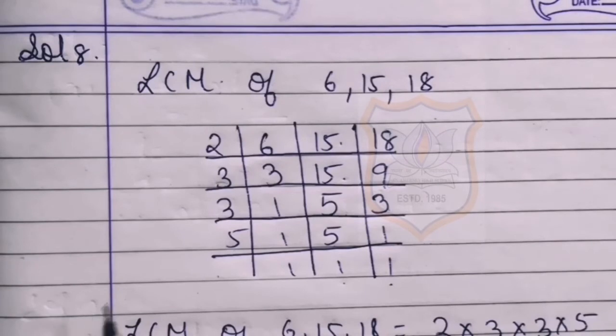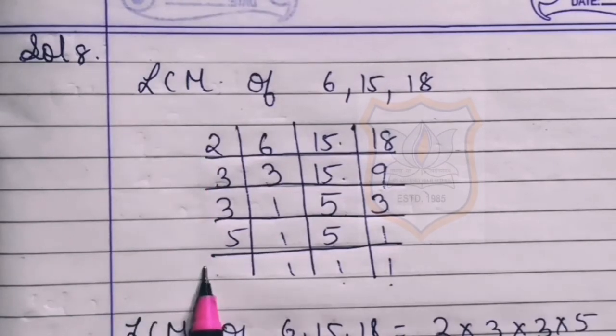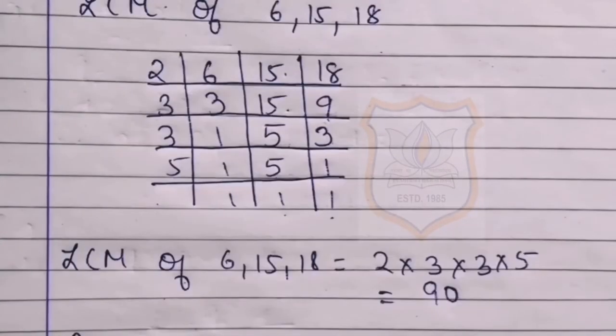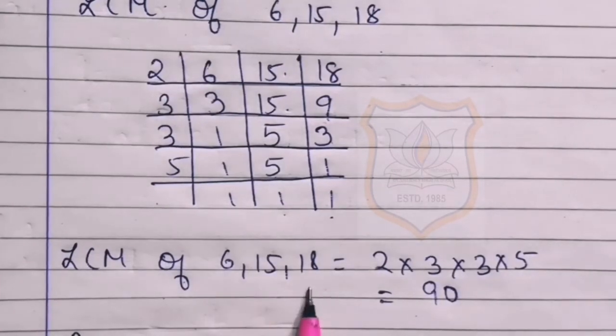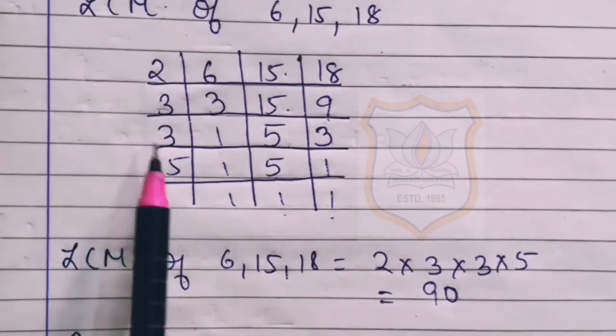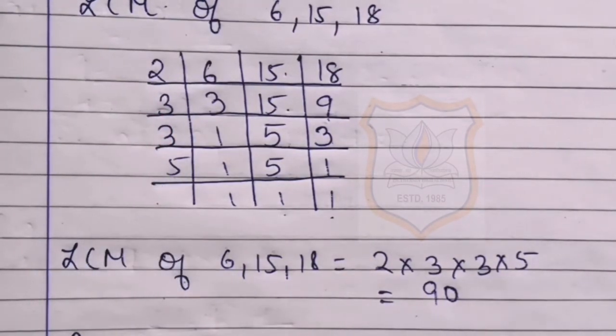Now to find out the LCM, we have to multiply all the prime factors here. So you can say that the LCM of 6, 15 and 18 is equal to 2 multiplied by 3 multiplied by 3 multiplied by 5. 2 3s are 6, 6 3s are 18 and 18 5s is 90.